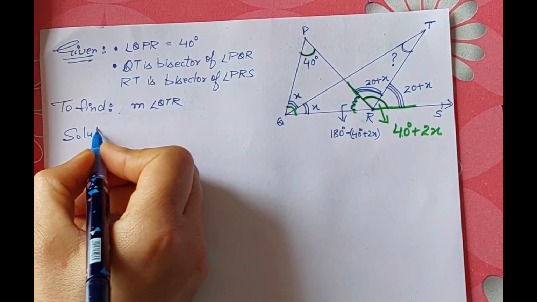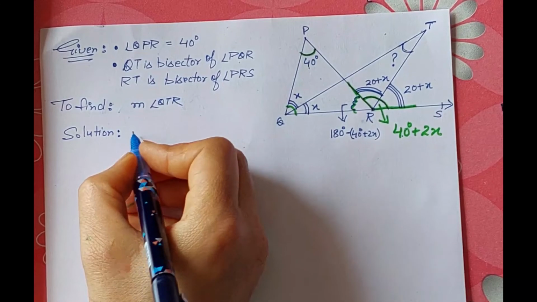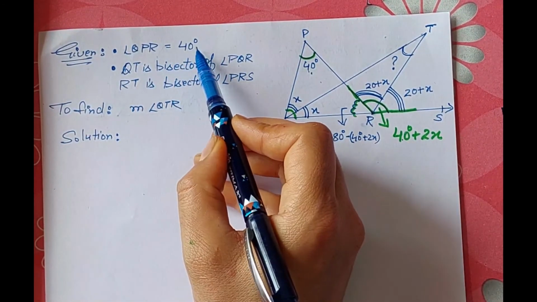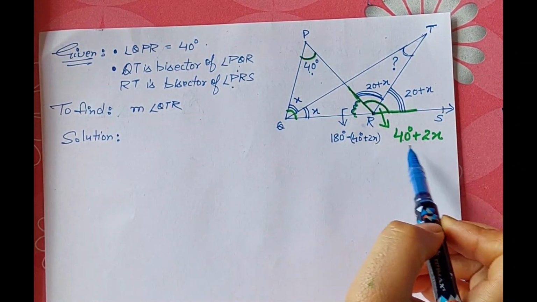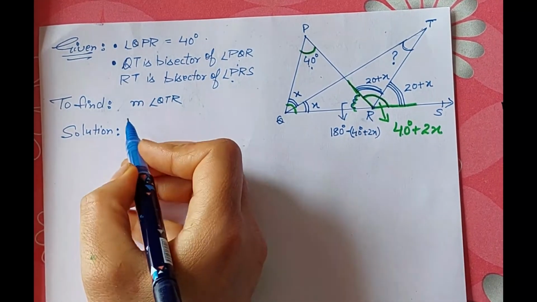Solution. We need to write. See, we were given only 40 degrees and we were given these two things. Whatever we did in the figure, that is to be written. So let's write it.